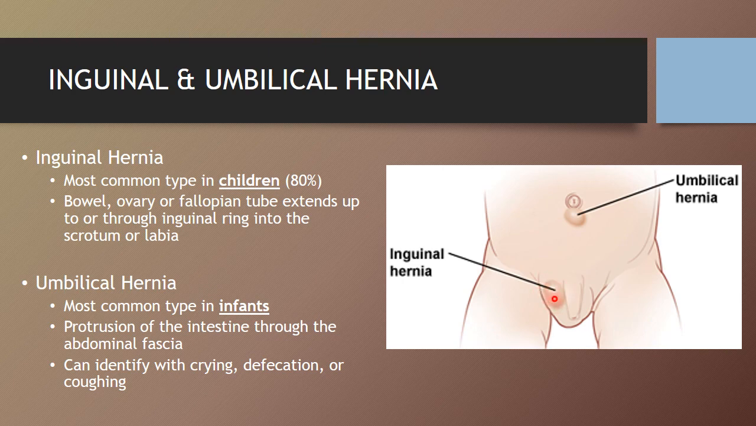It's a really soft area. And then the umbilical hernia is actually the most common type in infants. So umbilicals, infants; inguinals, children. Those are the most common types. And the umbilical hernia is a protrusion of the intestine through the abdominal fascia. It's very soft. Sometimes it's very big. But if you poke at it, it just pokes straight through. And you can identify this with crying, defecation, or coughing. So anything that causes abdominal pressure, you'll see it actually bulge out even more. So that's very common.